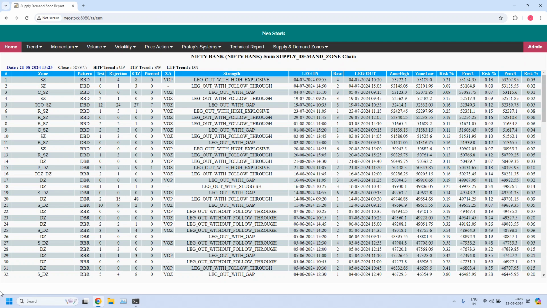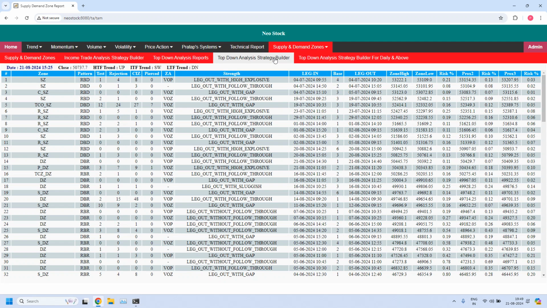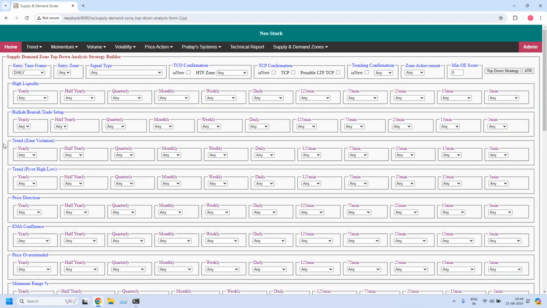So we have completed generation of daily NIFTY and BANKNIFTY supply demand zone chain. So next set of reports are income trades: monthly, weekly, daily and hourly income trades. So let's start with monthly income trade. Monthly income trade entry time frame is daily. Bullish trade setup, it is demand zone.